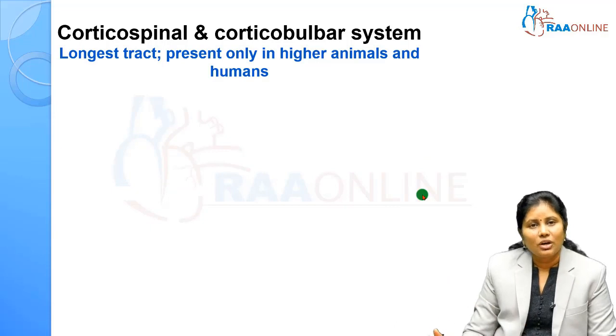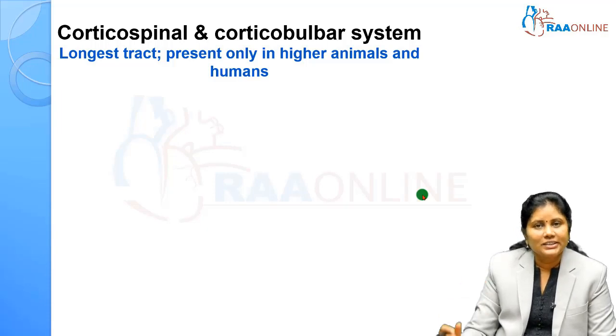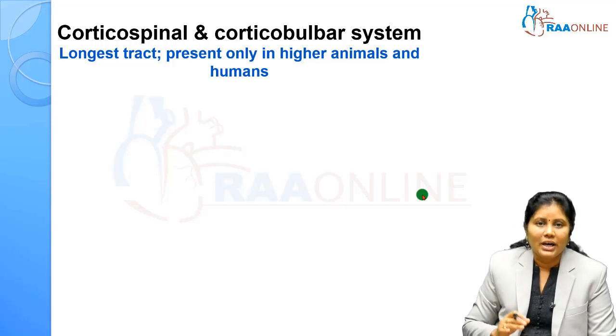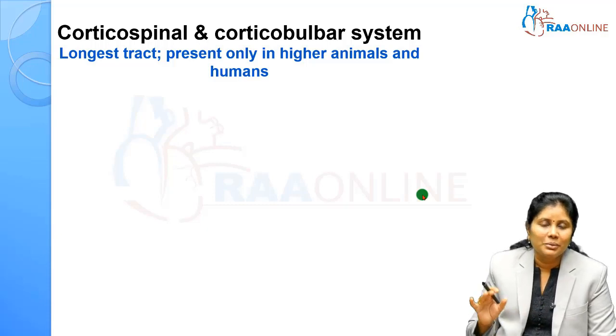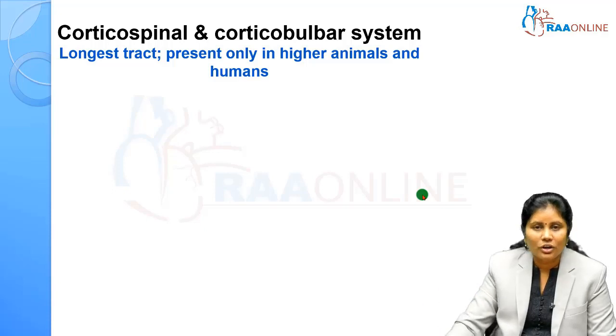Let us see about the corticospinal and the corticobulbar system in detail. This is the longest tract. It originates in the cerebral cortex, runs all the way almost up to the half of the spinal cord. Okay, and the speciality about this is, this tract is present only in the higher animals, including human beings. All the voluntary skilled motor activities with a precise control is possible only in the higher animals and human beings. Okay, it is not present in the lower animals.